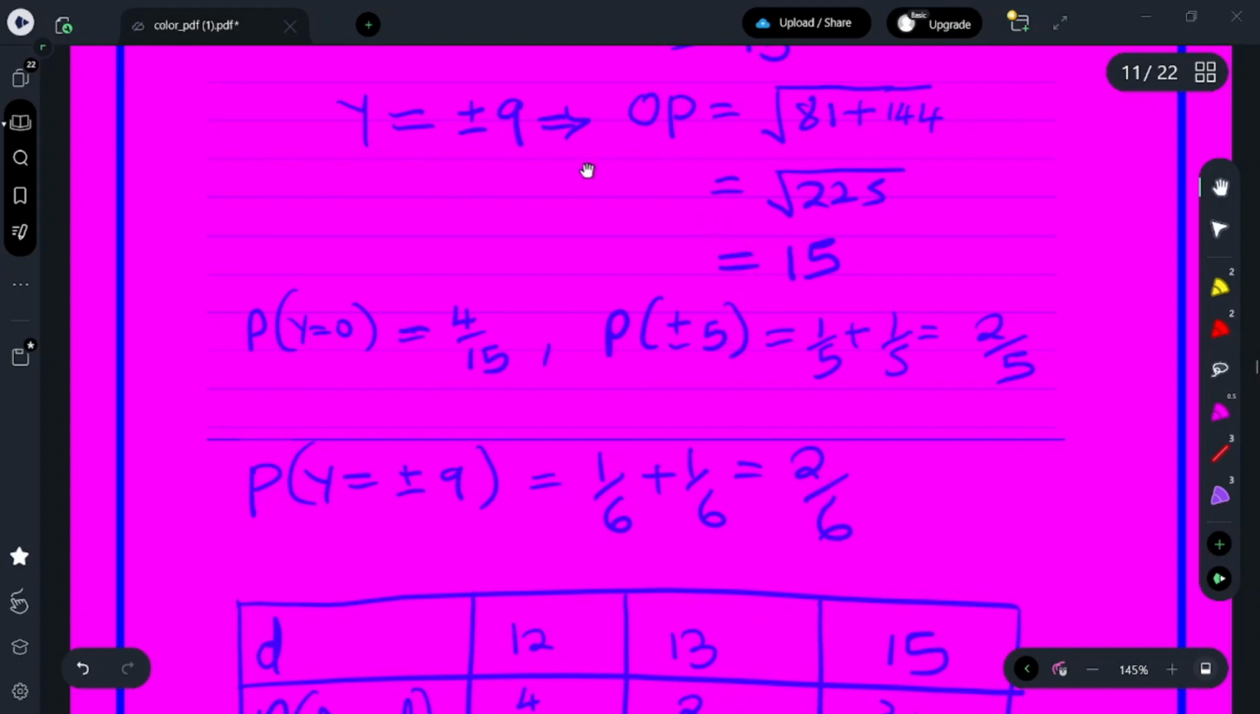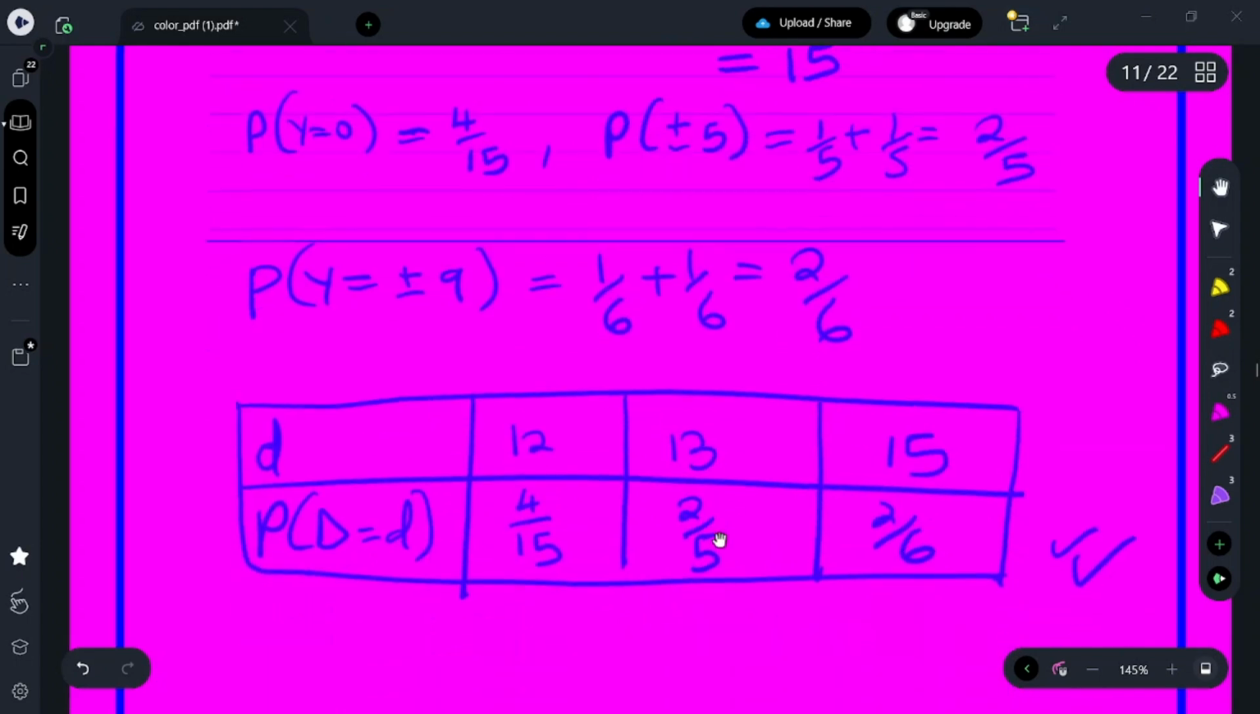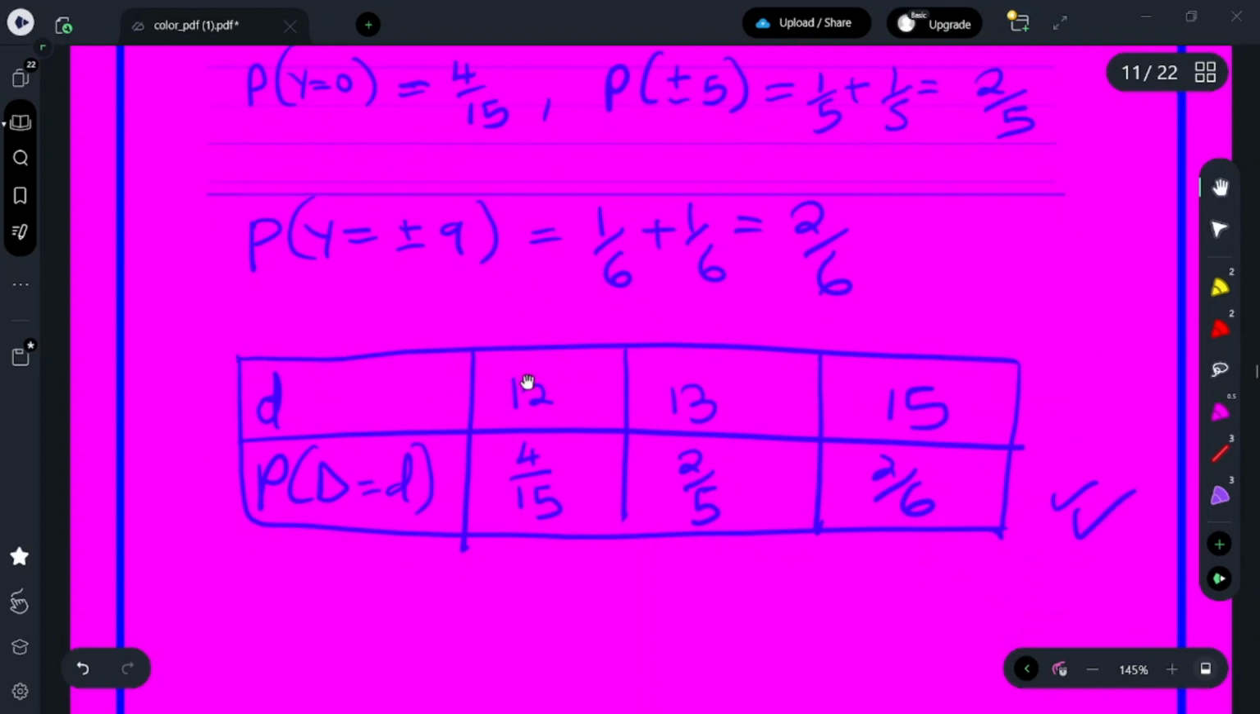which gives us the probability for D equal to 15, and therefore the probability distribution of D becomes: the values that D was taking are 12, a distance of 13, and a distance of 15, with probabilities of 4 out of 15 for 12, 2 out of 5 for 13, and 2 out of 6 for 15. And to confirm that your probabilities are correct, make sure that you add all the probabilities and they should give you the value of 1. Nice. And that's how it is supposed to be.